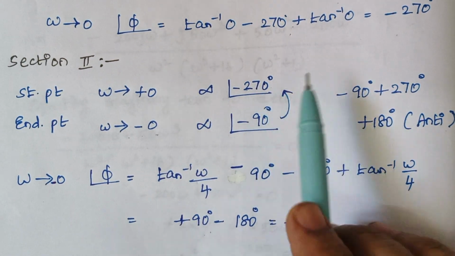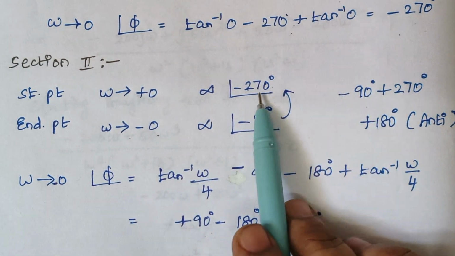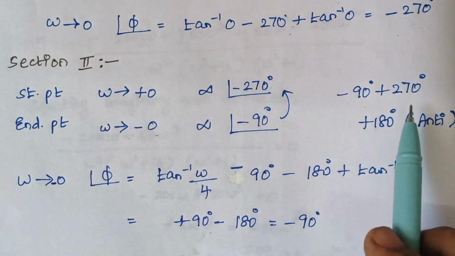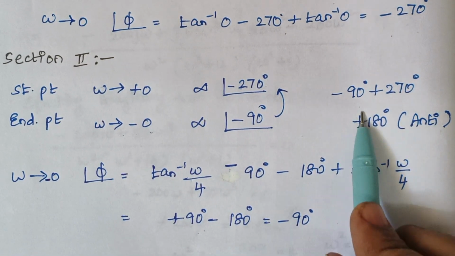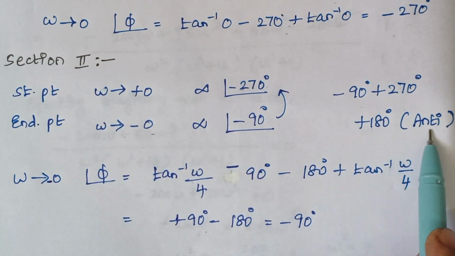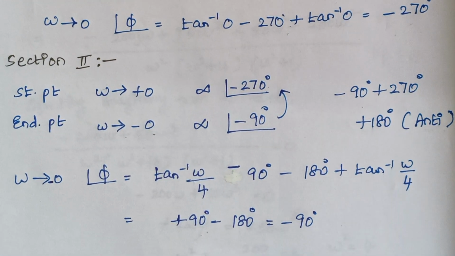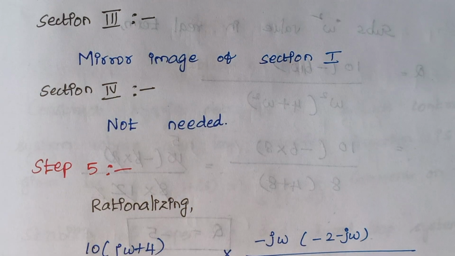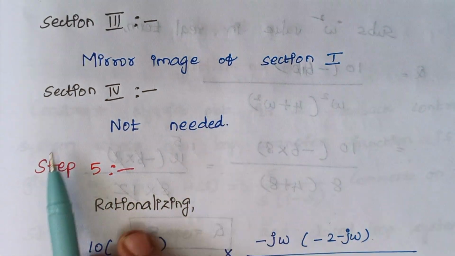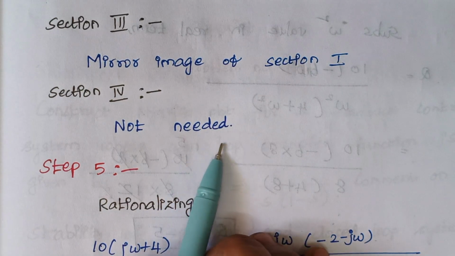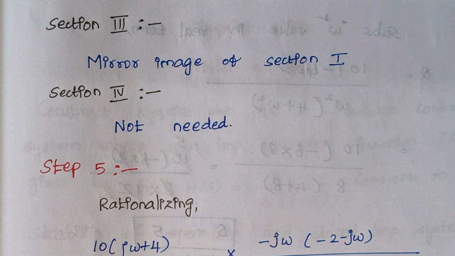Again we have to subtract. So minus 90 minus of minus 270 becomes plus 270. So the answer is plus 180 degree. So the plus sign indicates the direction should be anti-clockwise. Right. And section 3, it is a mirror image of section 1. And section 4, it is not needed. And step 5 is rationalizing.